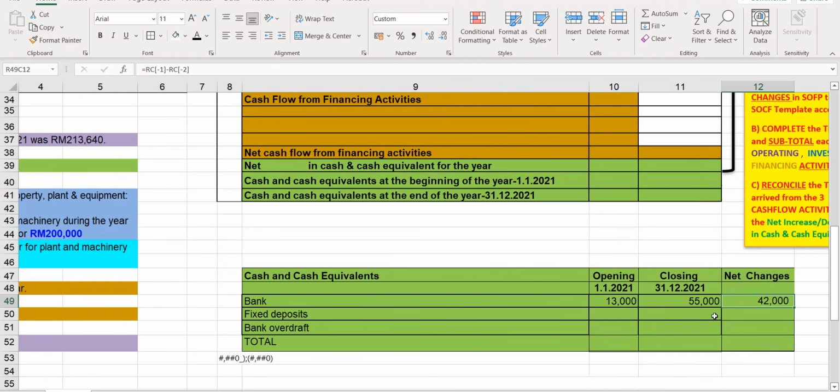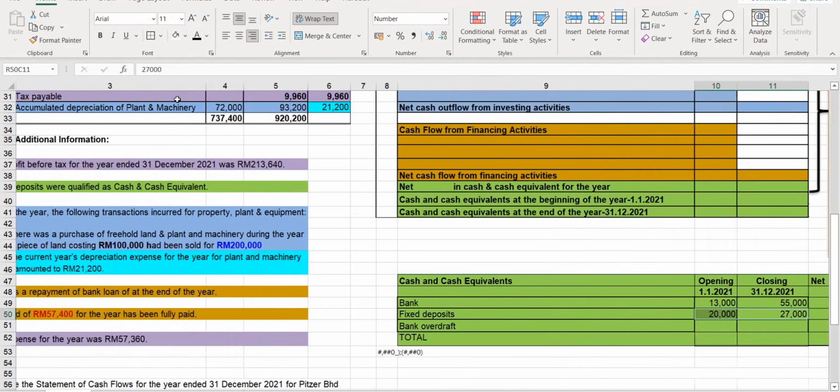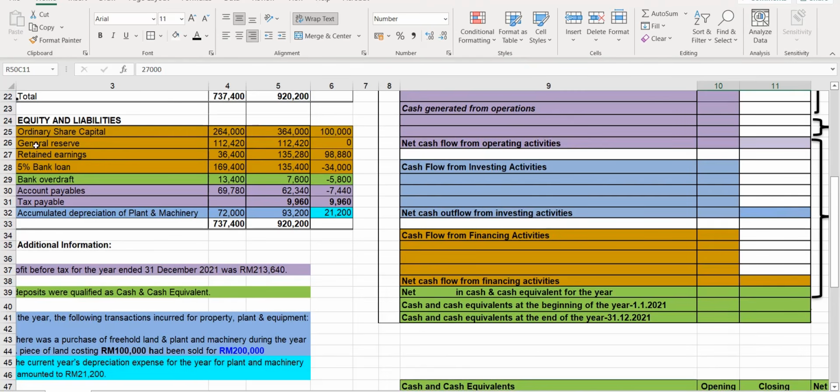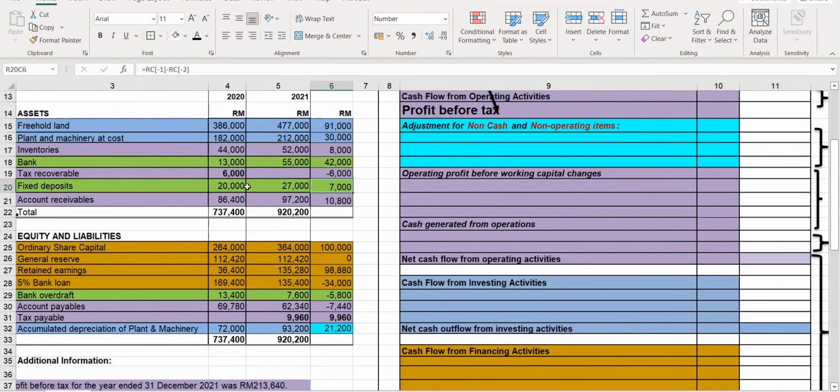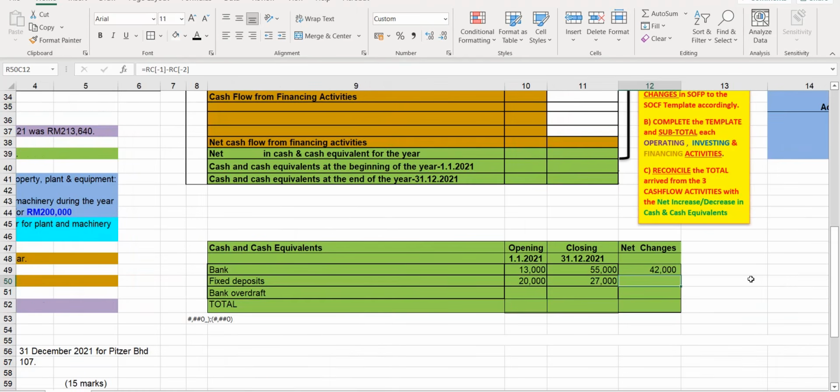For the fixed deposit, you can see that that was from the information in the question. So that was in this section here. So the difference is 7,000. So the difference means the net increase. If you have a net decrease, put it in bracket, but here it is a net increase. So net increase, leave it as it is. Next one is the bank overdraft. Bank overdraft, remember I have mentioned earlier, put the balance in the bracket to show that was actually a credit balance.